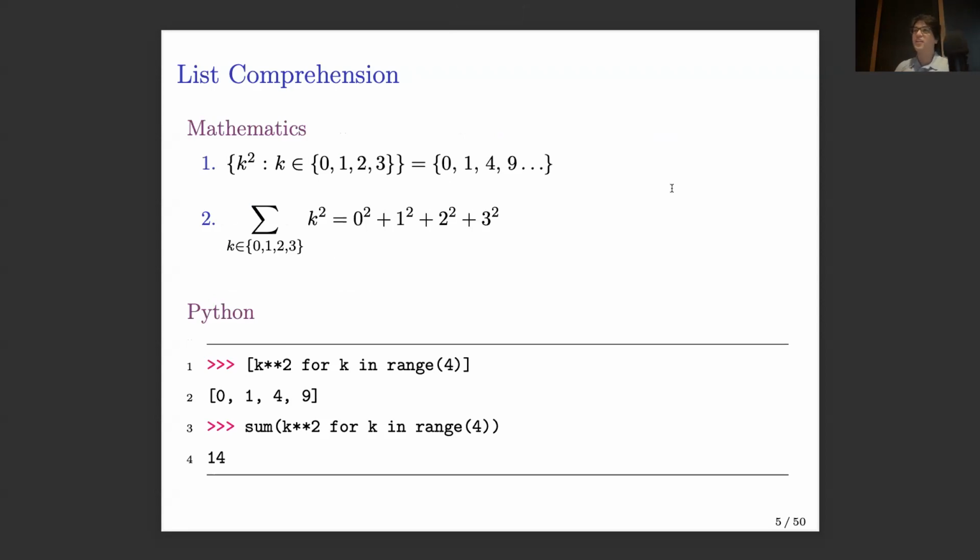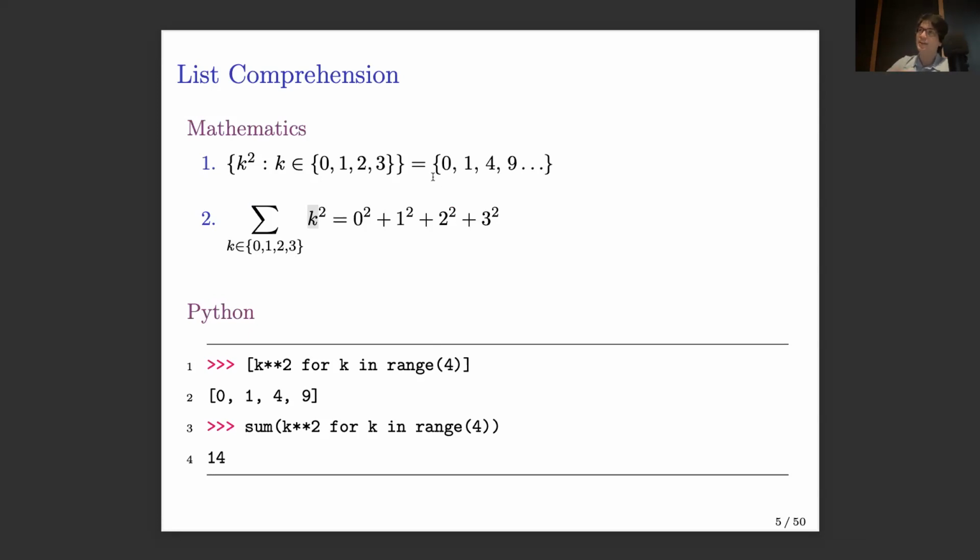I can say, give me the set k squared such that k is in 0, 1, 2, 3. And that generates the set 0, 1, 4, 9. I don't know why those ellipses are there. Those need to be deleted. We can also take a sum over a set. So sum k squared over this set, and that gives you the sum 0 squared plus 1 squared, 2 squared, 3 squared, which I think is 14.